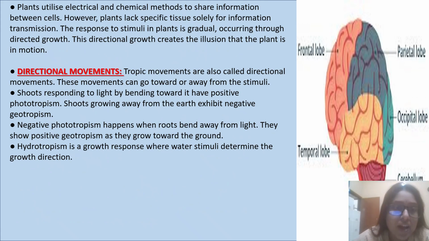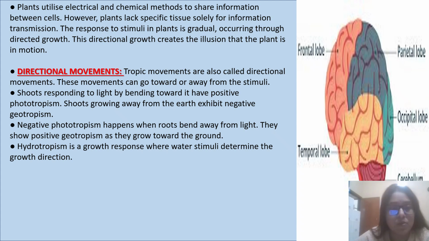Next, plants utilize electrical and chemical methods to share information between the cells. However, plants lack specific tissue solely for information transmission. The response to stimuli in plants is gradual, occurring through directed growth. The directional growth creates the illusion that the plant is in motion.